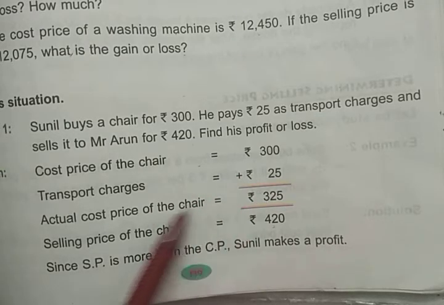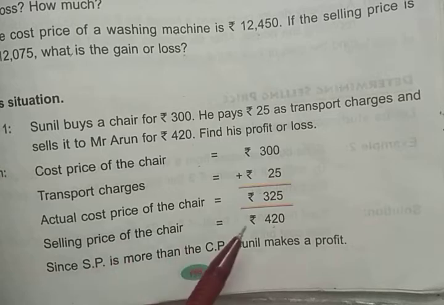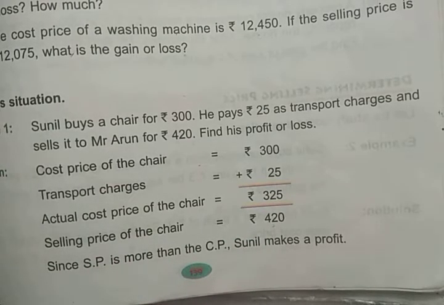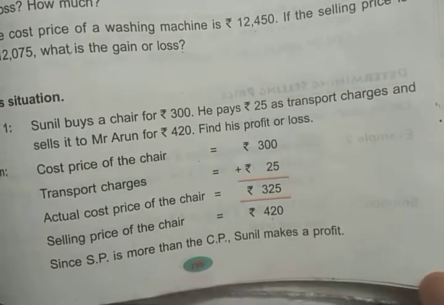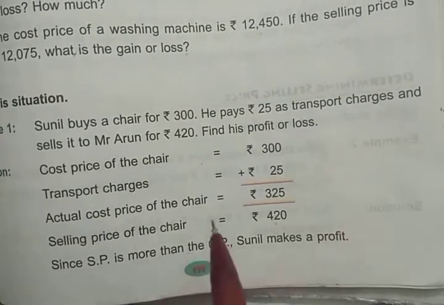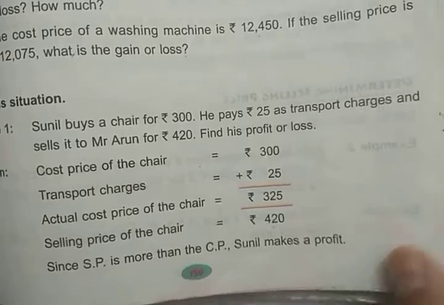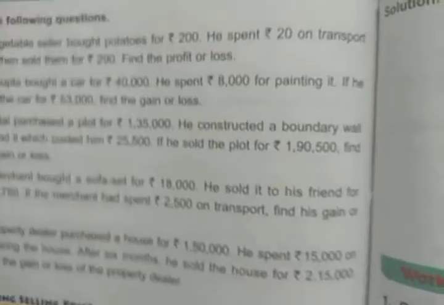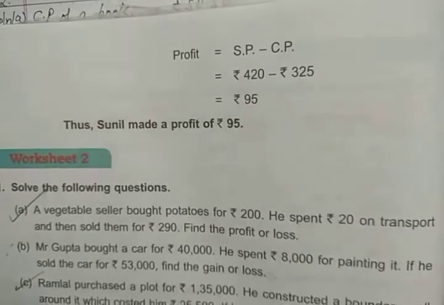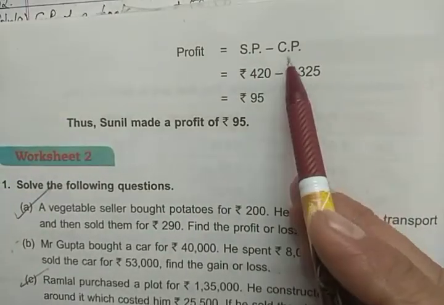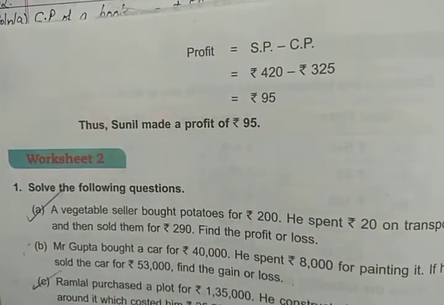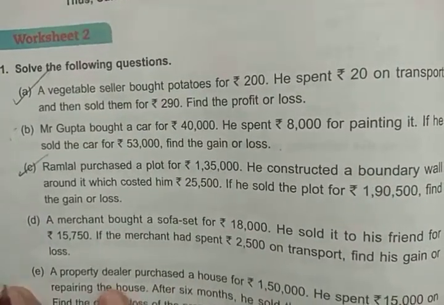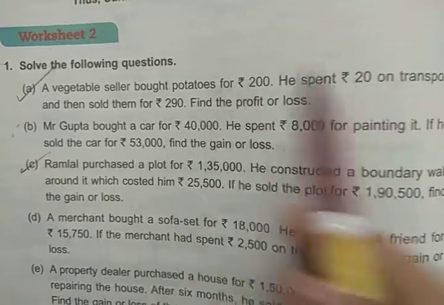So 325 is the actual cost price, and then selling price is 420. Now you can easily find out the profit or loss. So here since selling price is more than cost price, so Sunil makes a profit. So here selling price is more than the cost price. And now to find the profit, you know what we have to do, selling price minus cost price, and we can find out the profit. Now the next questions are based on this only.